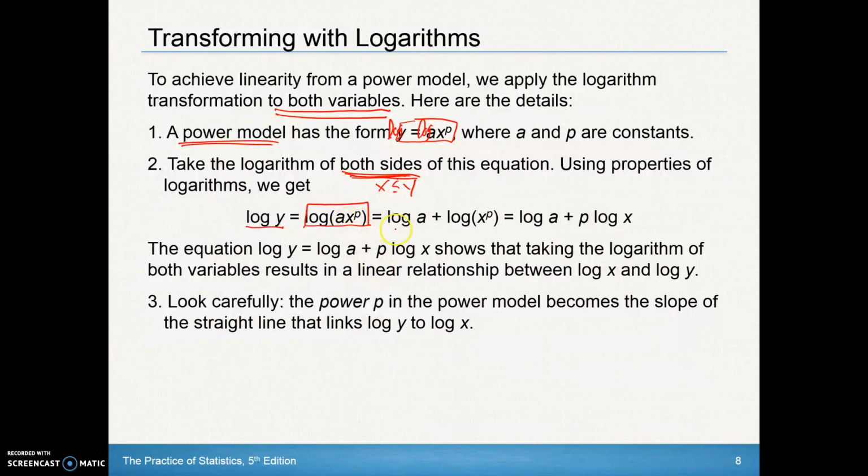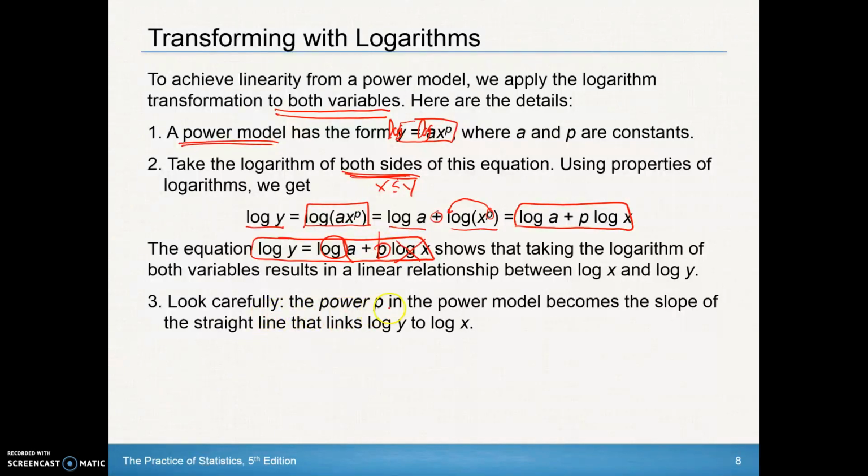when we're multiplying, we really can separate them apart as addition. And then the other property is I can take that exponent and bring it out front. So I ended up with this. Generally, the equation would be log of y equals log of a plus p times the log of x. Well, this now shows a linear relationship between the log of x and the log of y. We got the log of y equals, this is sort of like my big A value, plus my b value times my x. That's what they're saying here.